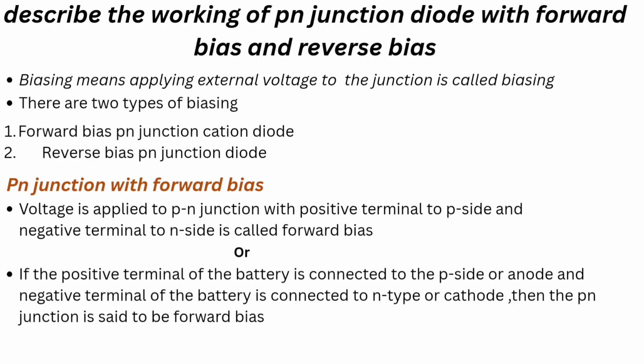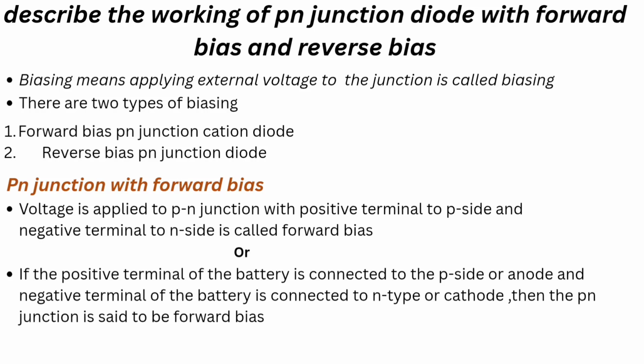So biasing is nothing but applying some external voltage to the junction, then it is called biasing. So in this PN junction diode working, there are two types of biasing. The first one is forward bias PN junction diode and the second is reverse bias PN junction diode. First we see the PN junction diode with forward bias.